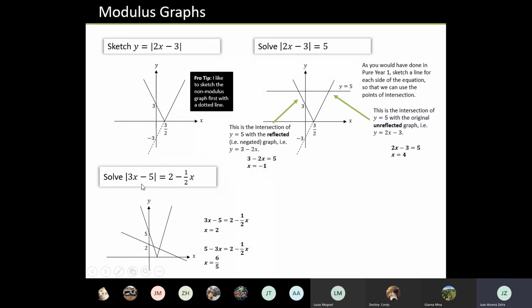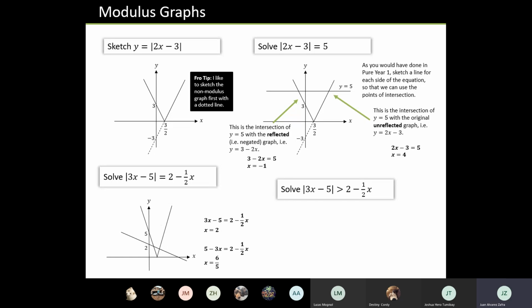So with this one, we sketch y equals 2 minus a half x, which is just a straight line. But for y equals the modulus of 3x minus 5, we draw y equals 3x minus 5 down to this point here. And then to the left, we draw the negative of 3x minus 5, which is minus 3x plus 5. And so if you want to work out these 2 points where the lines cross, then we get 3x minus 5 equals 2 minus a half x for this one here. And for the one on the left, we have the negative of 3x minus 5, which is 5 minus 3x, equal to 2 minus a half x. You solve them and you get your two values.